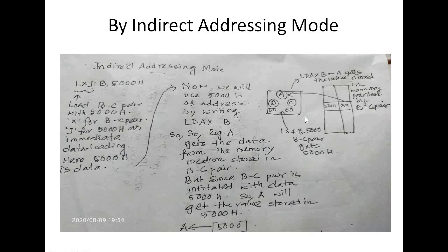What is stored in BC pair? 5000H. So the processor will access the memory location 5000H, because it is indicated by the BC pair. Now in that 5000 memory location there is some data. That particular data will get loaded into accumulator A. So what you have done: first you have initialized the BC pair with data 5000H, then we have used the 5000H as memory by writing LDAX. By writing LDAX, we have accessed the memory location 5000. The data that was stored in 5000 gets loaded into the accumulator. I hope it is clear.